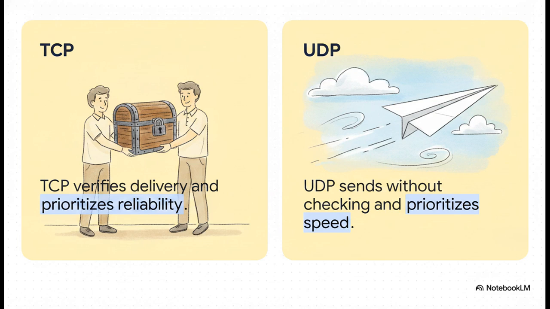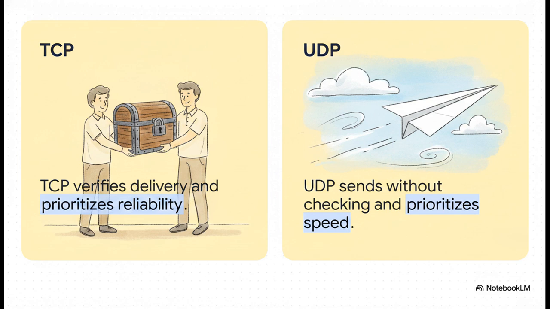TCP prioritizes perfect reliability. It verifies every single packet. And if an envelope goes missing, it stops and demands it be resent. If you're building a banking app or an email client, you absolutely need TCP. I mean, you can't just have half a bank transfer arrive, right?